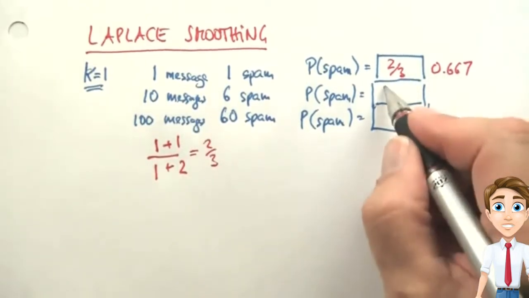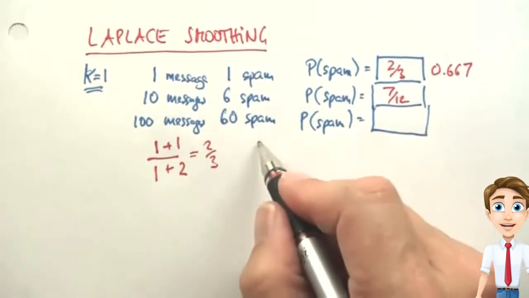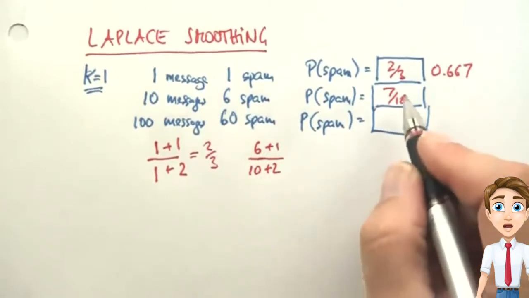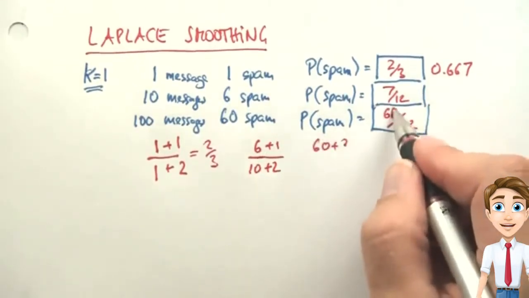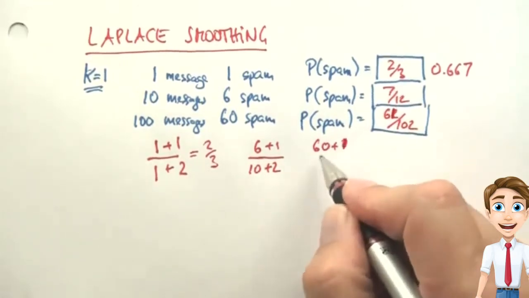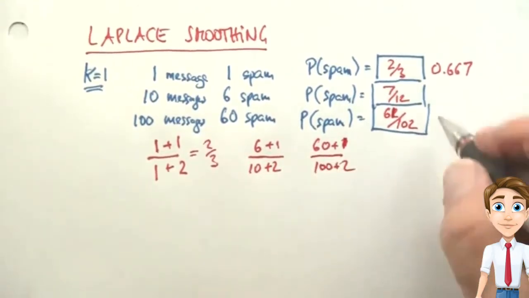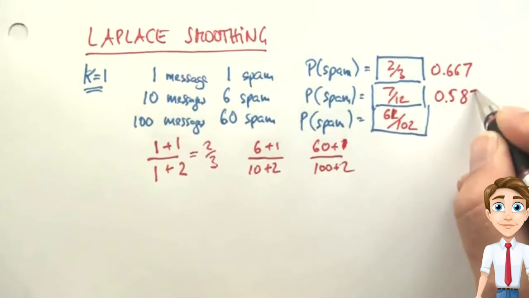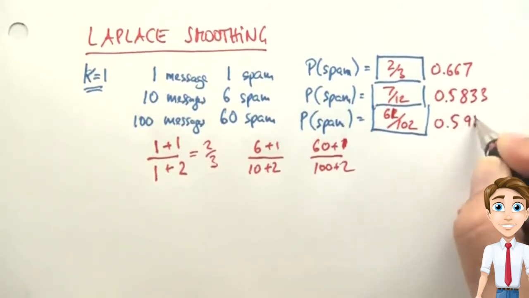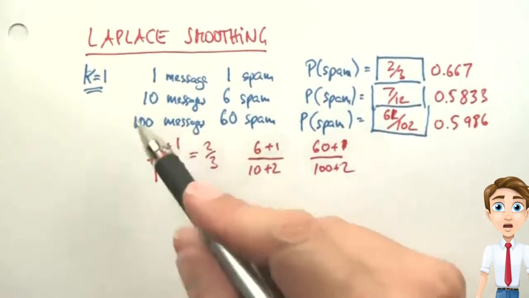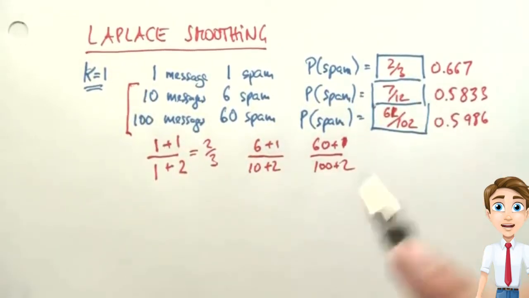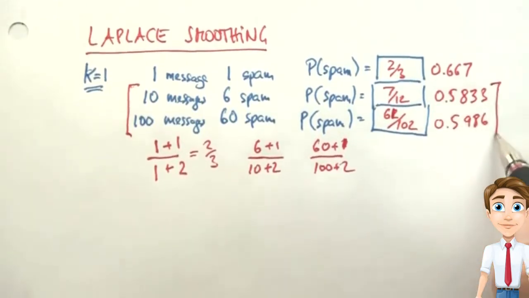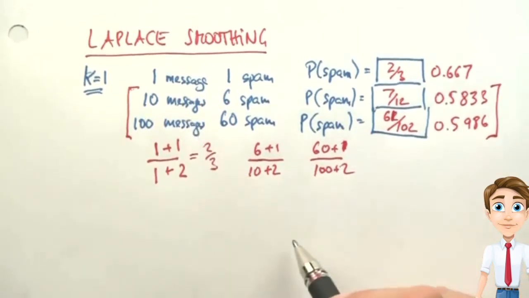The answer over here is 7/12. Again, we have 6 over 10, but we add 2 down here and 1 up here, so we get 7 over 12. And correspondingly, we get 61 over 102. It's 60 plus 1 over 100 plus 2. If we look at the numbers over here, we get 0.5833 and 0.5986. Interestingly, the maximum likelihood in the last two cases would give us 0.6, but we only get a value that's closer to 0.5, which is the effect of our smoothing prior to the Laplacian smoothing.